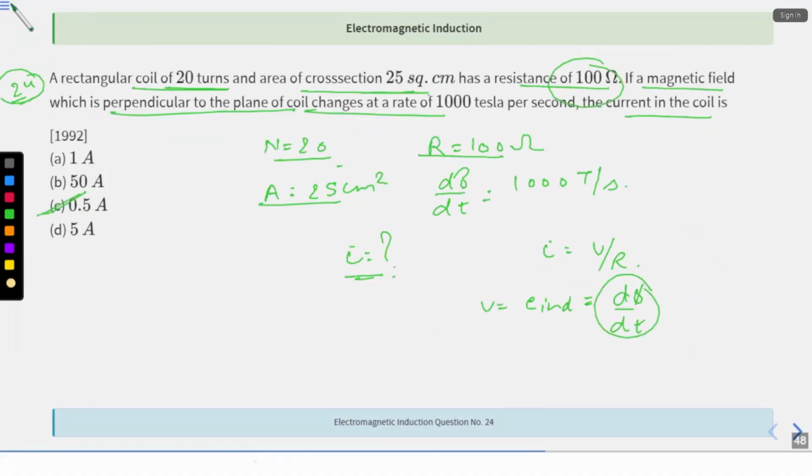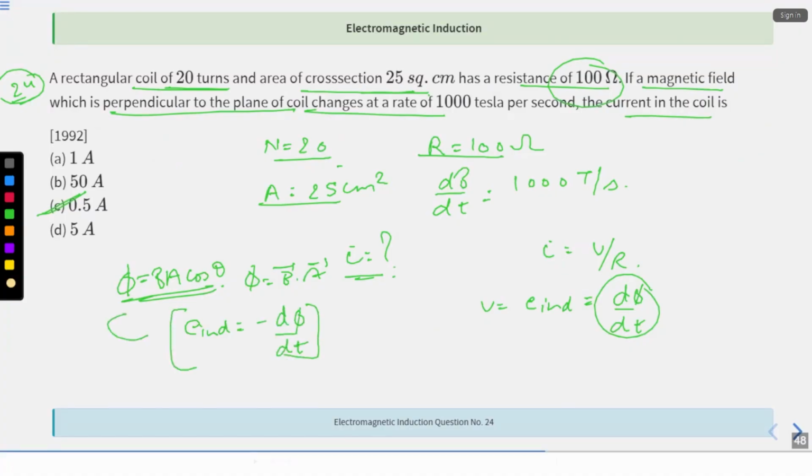Okay, so again, a simple question. You have to just use the formula that phi is given by B A cos theta, and phi is B dot A. Using these two formulas only will give you your final answer. And theta is 0 degrees.